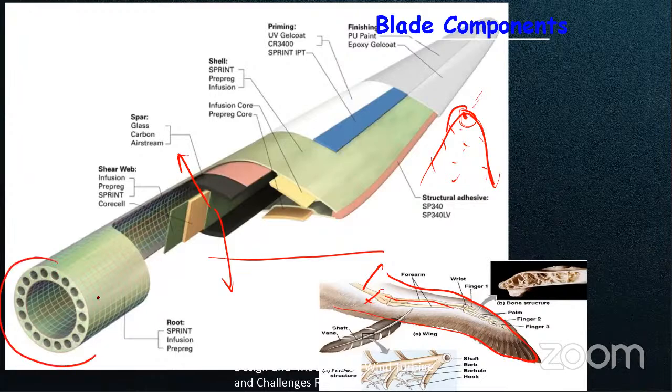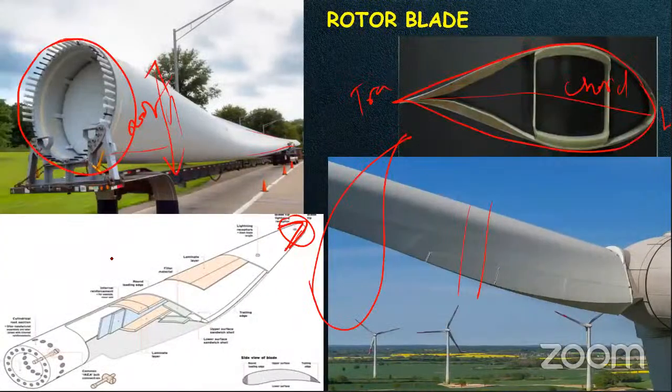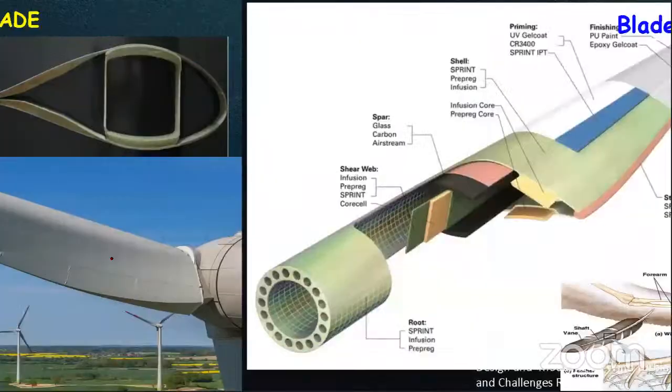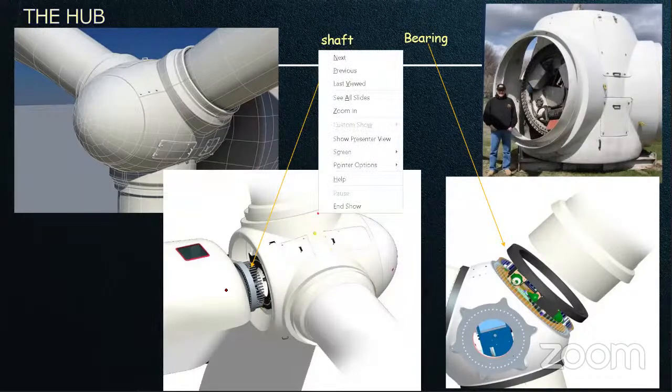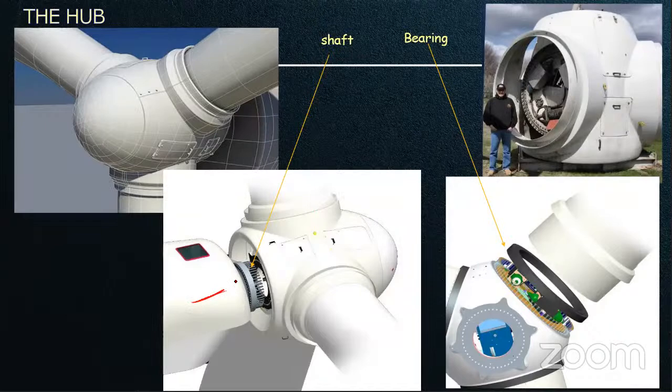This is the circular root section, which has the bolts. As you have seen previously, this is the bolt. This bolt will be fixed on the hub. What do you mean by the hub? It is a general term; hub means a connection. Here, the hub connects the three blades to the shaft. The shaft will be at this portion.